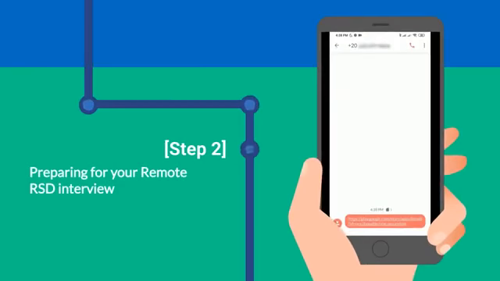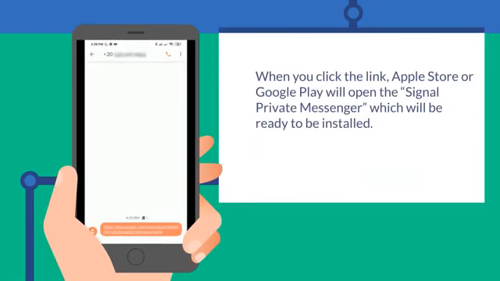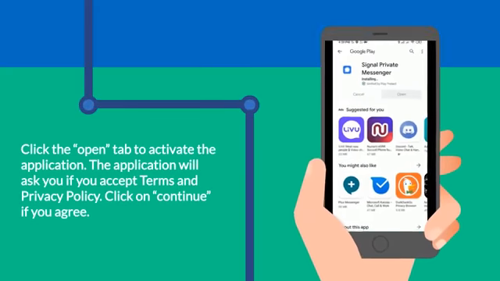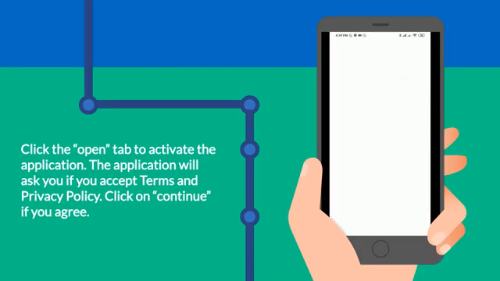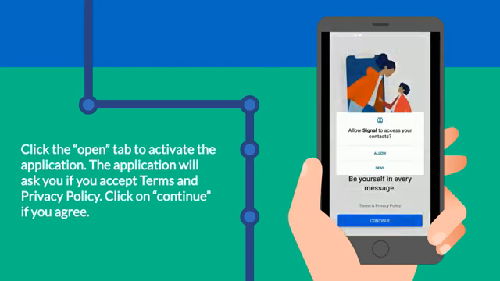Step 2. Preparing for your remote RSD interview. After the call, you will receive a second SMS with the link of the Signal application. Please download the application at least one day before your interview. When you click the link, Apple Store or Google Play will open the Signal private messenger, which will be ready to be installed. Click the Open tab to activate the application. The application will ask you if you accept terms and privacy policy. Click on Continue if you agree.